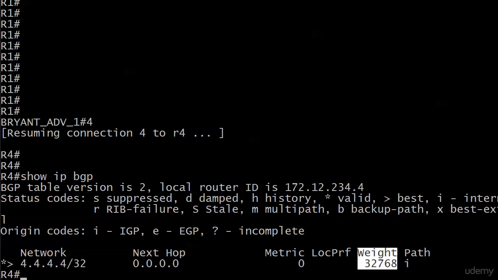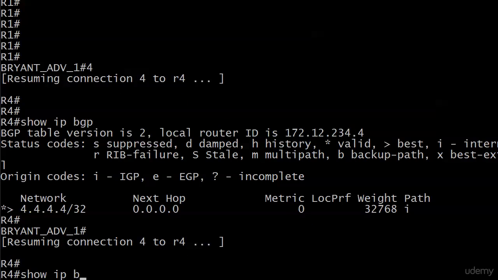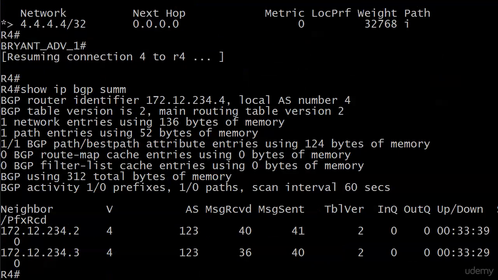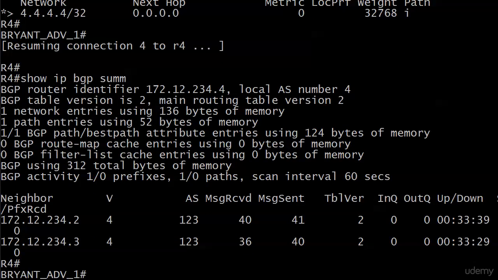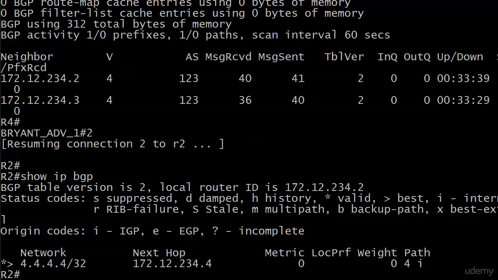Now let's go to the next hops as far as the peerings are concerned, which would be routers 2 and 3. And I just wanted to verify those peerings with you as well. And here they are. There's dot 2 and there's dot 3, and they've been up at this point for about half an hour. So let's do a show IP BGP here. And we see a valid and best route to that loopback. And the next hop is 234.4, exactly what we would expect. And also note that the weight is at 0.